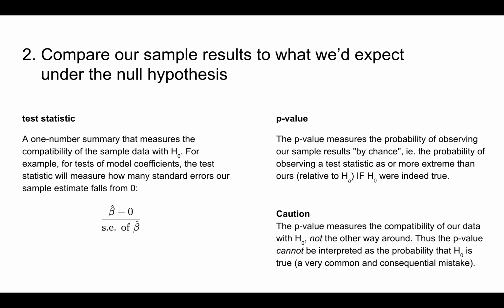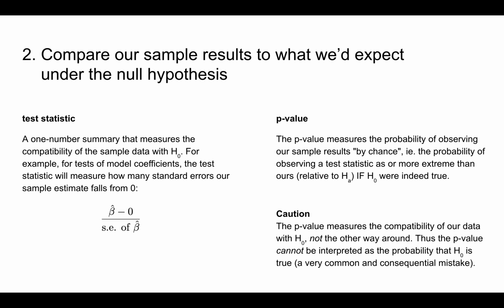But though they can be handy, p-values can also be notoriously misleading, often because they're simply misinterpreted. To this end, it's important to remember that the p-value measures the compatibility of our data with the null hypothesis, not the other way around. It speaks to the uncertainty in the sampling process, not the uncertainty in the population.